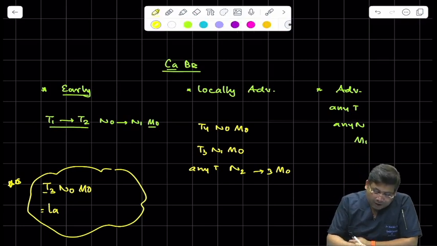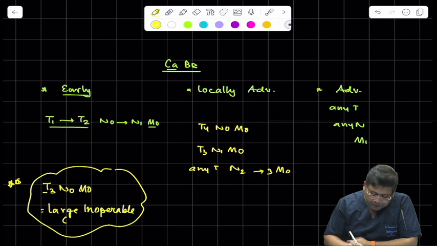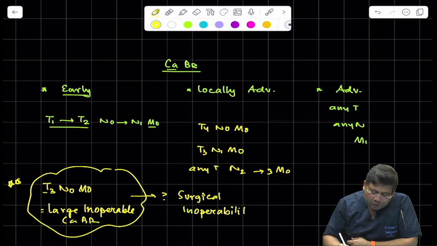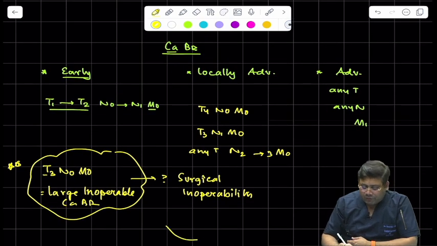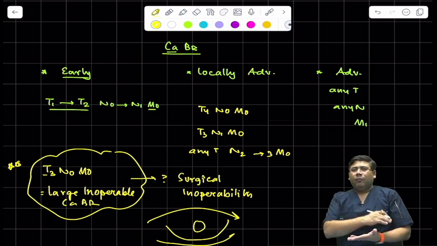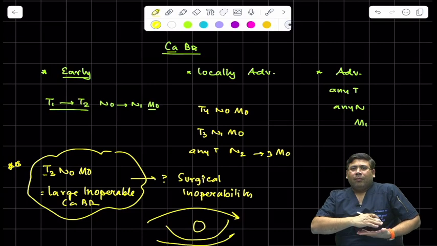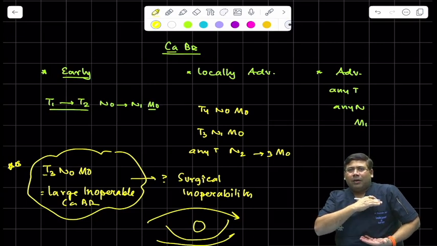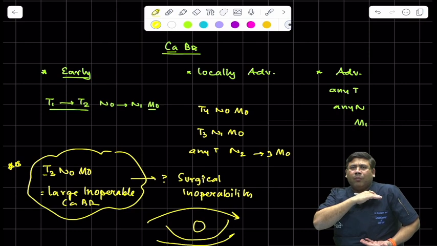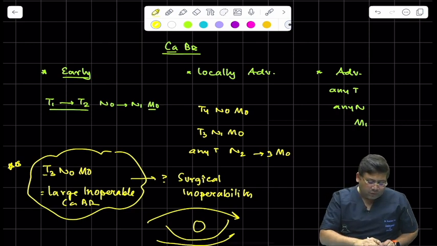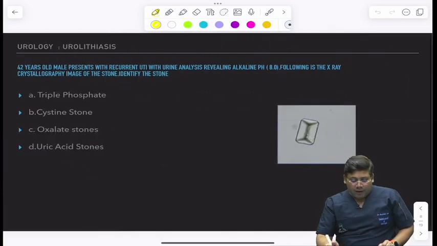So this is known as large inoperable CA breast. Now why is this large inoperable? Because of metastasis? No, because of surgical inoperability. What is the reason for this? Whenever we talk about CA breast, if this is the tumor, we need to spare the space above also, below also, and then remove the specimen and do a closure. But if the tumor is big, more than 5 centimeters, skin flaps will not be possible. You will remove the tumor, but you will not be able to close the wound, and that is why the problem will arise.